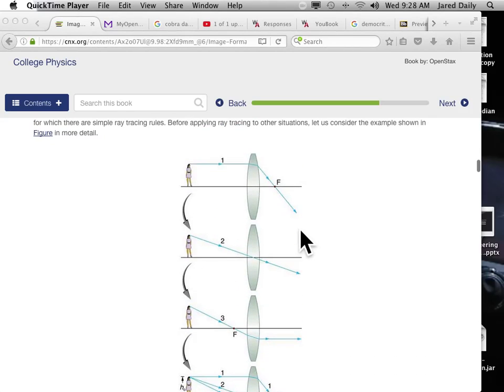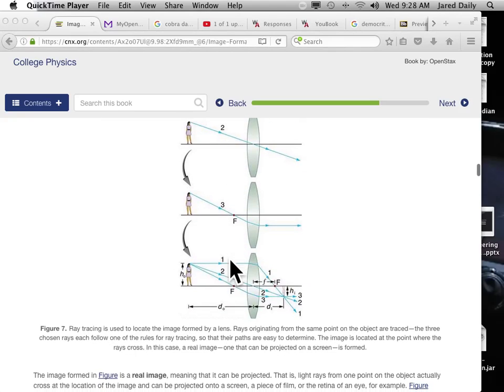Now, if we use all three of those rules for this positive lens and put them all on top of each other, these three lines, the one that goes parallel and then focuses, the one that goes straight through the middle, and the one that goes through the focus and then goes parallel, will all cross at one point. And what that means is that the light from the head of our object, this person here, is going to focus over here, where we now have an image.